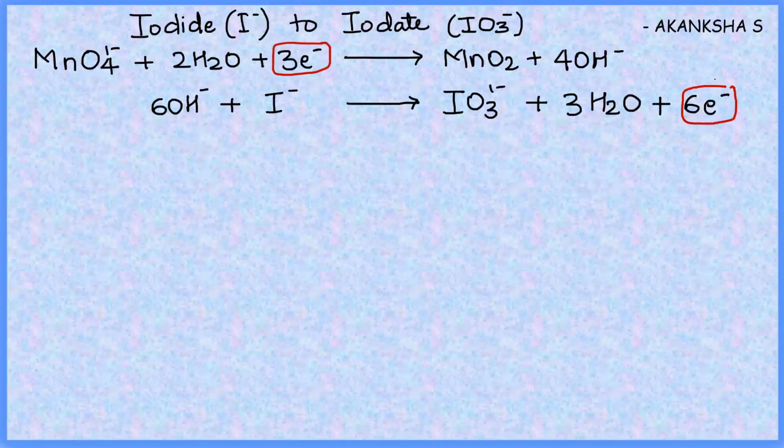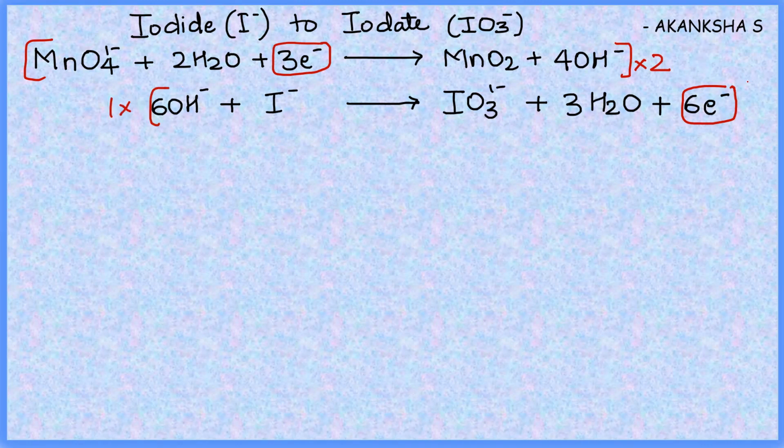Now 6 and 3, what's common? 6 common, right? 6 ones are 6 and 3 twos are 6. So multiply the first equation by 2 and multiply the second equation by 1. So technically the second equation stays the same. Let's see how this looks.